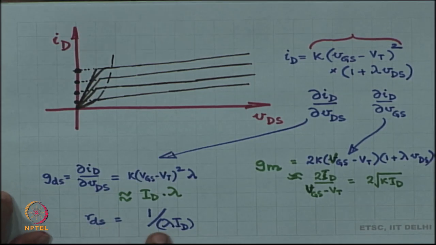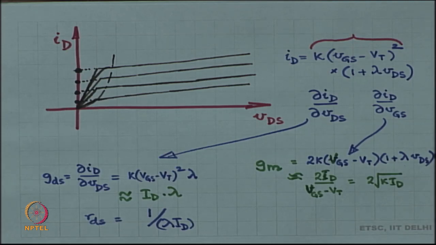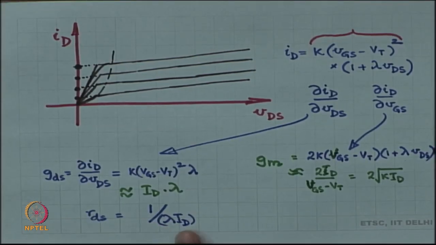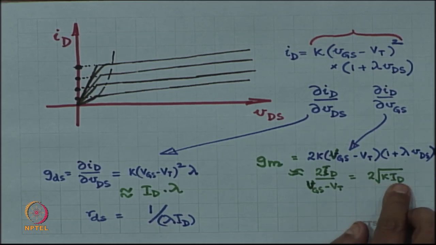All right. So, RDS is going to be typically 1 by lambda ID, where lambda is going to be given to you, right. So, depending on the value of ID you get RDS. Typical values of lambda would be 0.1, 0.01, 0.05, something like that. Okay. But what is important is that RDS is inversely proportional to ID typically, and I need you to see that. So, if I jack up ID, RDS is going to drop. On the other hand, given a device, K is fixed, you can't do much with K, all right. And given a bias current, then ID is fixed.